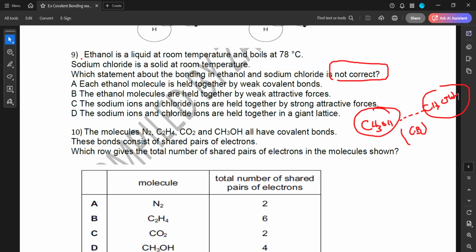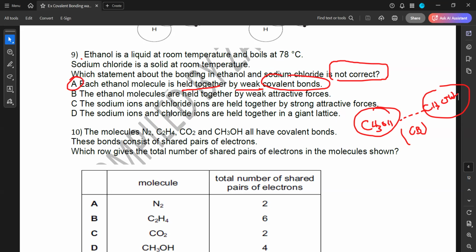So the question is, which statement is not correct? Each ethanol molecule is held together by a weak. Till here it is correct, but not the covalent bond. We will say weak intermolecular force or weak van der Waals force. That's why A is not the right one.